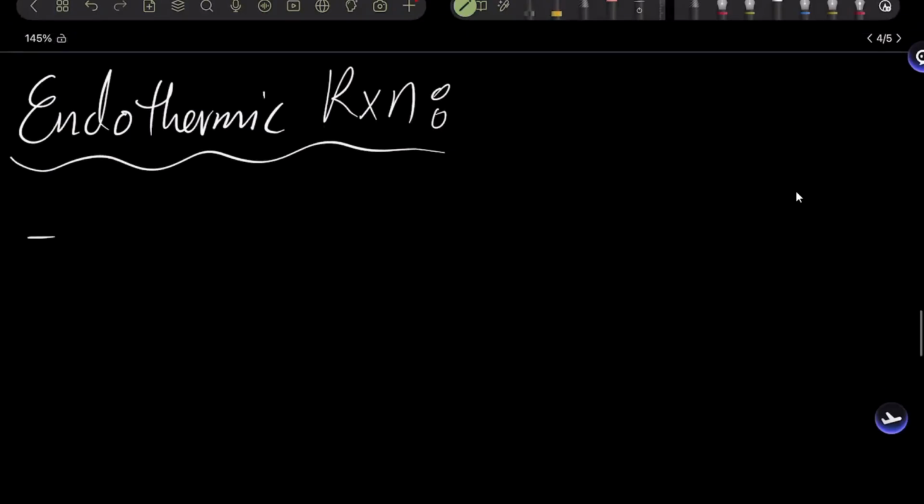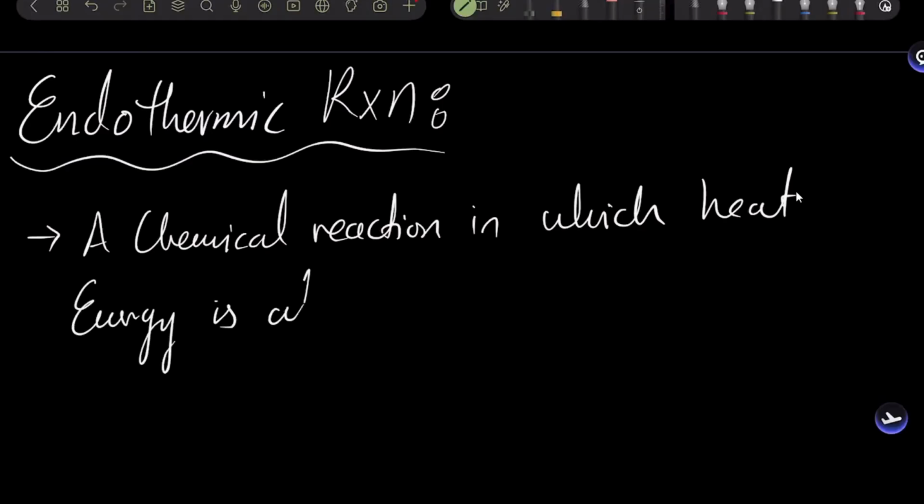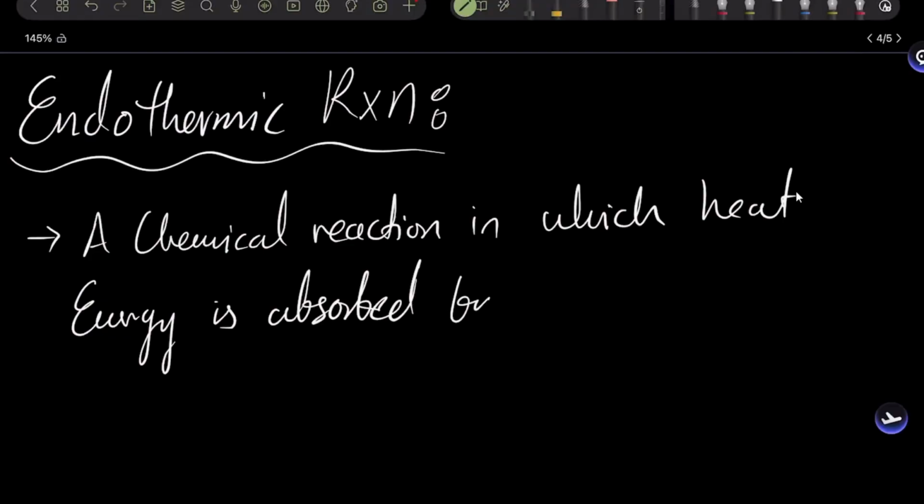So how we define the endothermic reactions is a chemical reaction in which heat energy is absorbed. Heat energy is absorbed by the system. And where does this system take this heat energy from? It takes it from its surroundings. All right. So absorbed by the system from the surroundings.